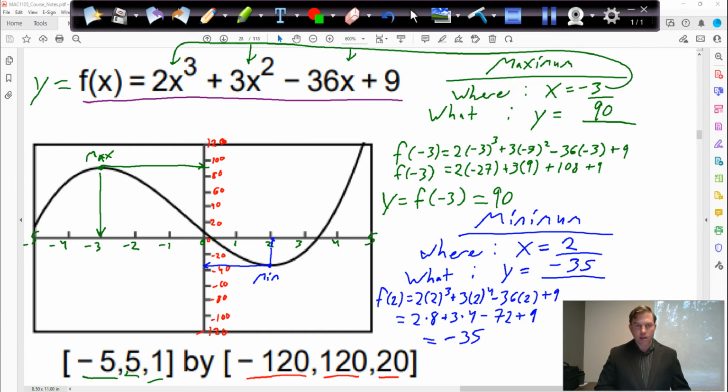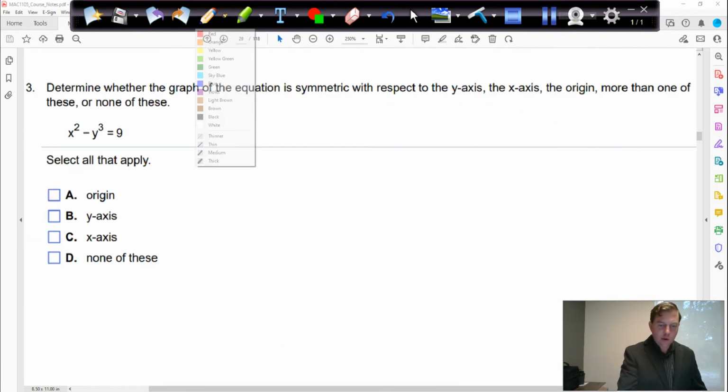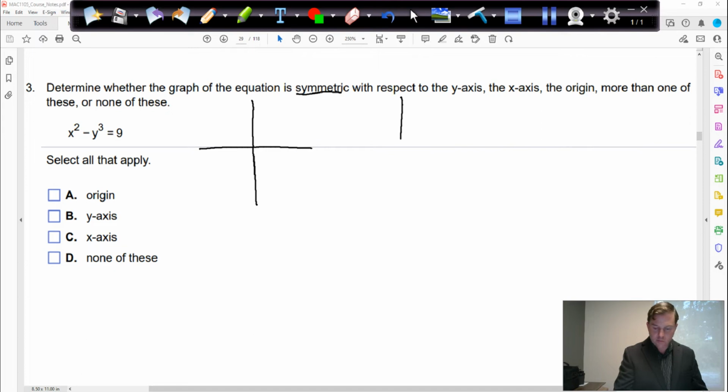Okay, so that's one where we can easily see the x values of the min and max, and then we have to plug them into the function to get the y values. Okay, for problem 3, we're going to have to learn 3 types of symmetries. So you can have graphs that are symmetric, or kind of mirror images of themselves, in 3 different ways.